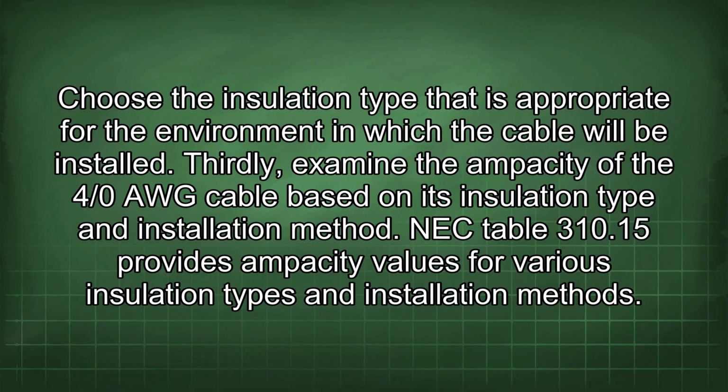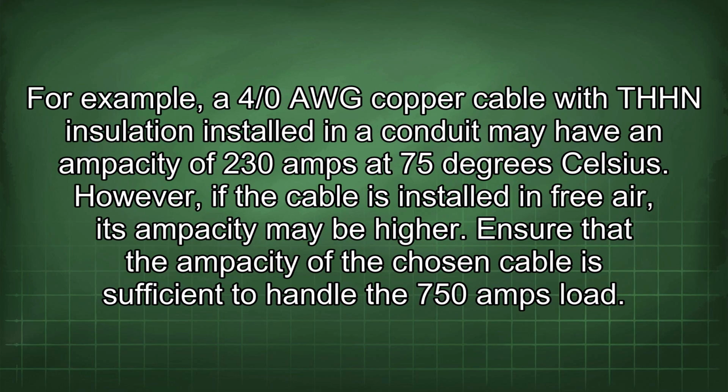Thirdly, examine the ampacity of the 4/0 AWG cable based on its insulation type and installation method. NEC Table 310.15 provides ampacity values for various insulation types and installation methods. For example, a 4/0 AWG copper cable with THHN insulation installed in a conduit may have an ampacity of 230 amps at 75 degrees Celsius. However, if the cable is installed in free air, its ampacity may be higher. Ensure that the ampacity of the chosen cable is sufficient to handle the 750 amps load.